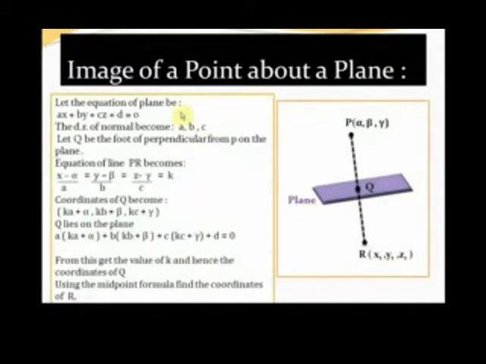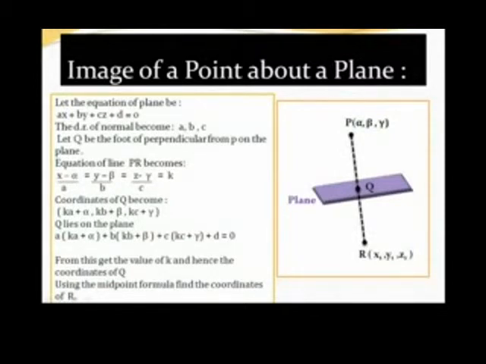Now, let's try to see how to find the image of a point about a plane. So, till now we have seen how to find the image of a point about a line. Now, let's try to understand how to find the image of a point about a plane. Let us say that this is the equation of plane. Let this be any point P with the coordinates as alpha, beta and gamma. Let us say that the image of this point about this plane is R with the coordinates as x1, y1, z1, and let any point Q be on the plane which is a midpoint of PR.